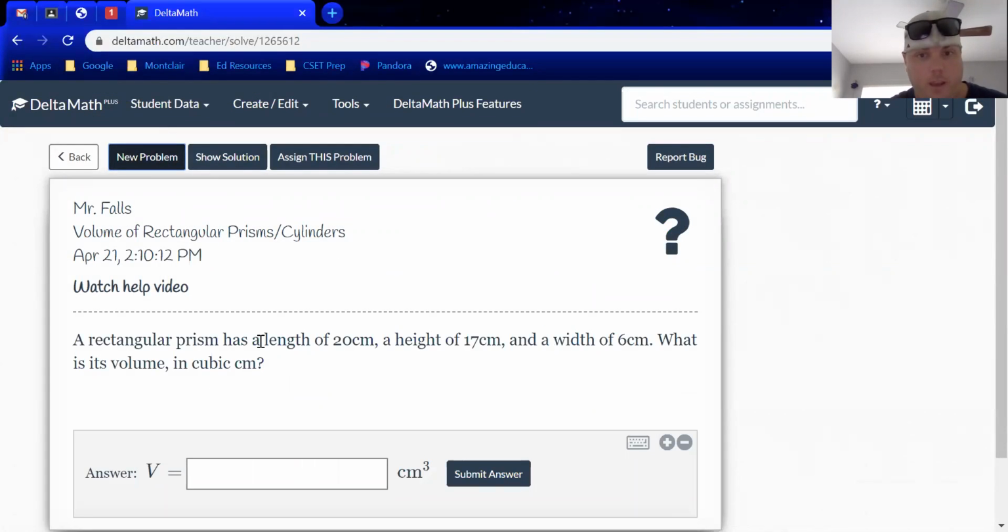New problem, let's see. Cool, it gave us a rectangular prism, right? So why don't we jot this down real quick so that way we have the information. It says a rectangular prism has a length of 20, a height of 17, and a width of 6. So 20, 17, 6. And what's the volume? So length, height, and width. Can you guys remember that for me, just in case I forget? So length 20, height 17, width 6. And let me switch back to my whiteboard.